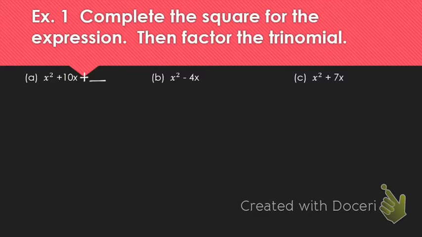10. So we're going to take right here over to the side, we're going to take 10. We're going to divide it by 2. What does 10 divided by 2 equal? 5. All right, go ahead and put that 5 in parentheses, and then we are going to square it. What is 5 squared? 25. So 25 is the number that's going in the blank. Now, we've completed the square. But now we're supposed to factor it.